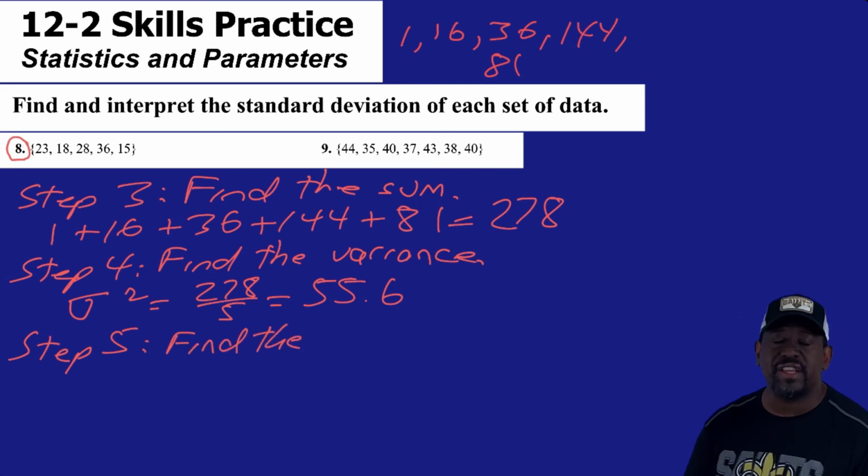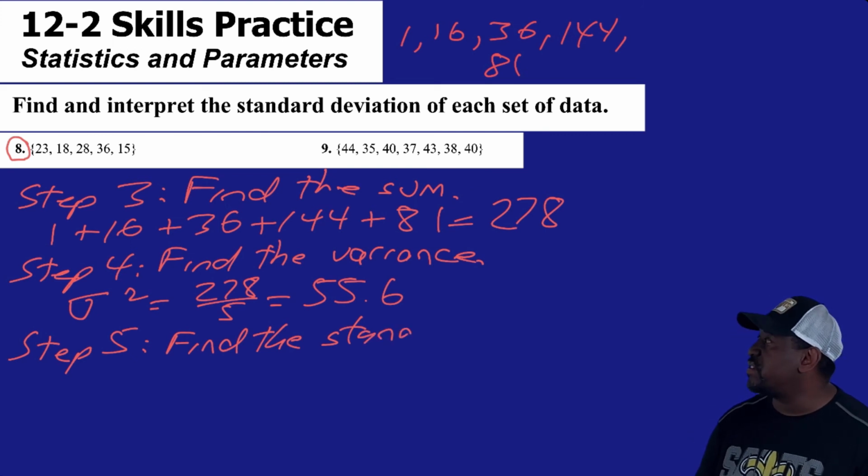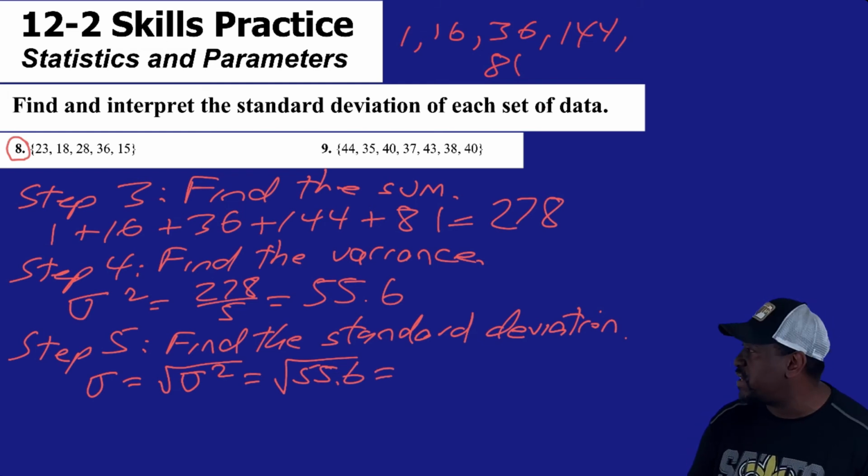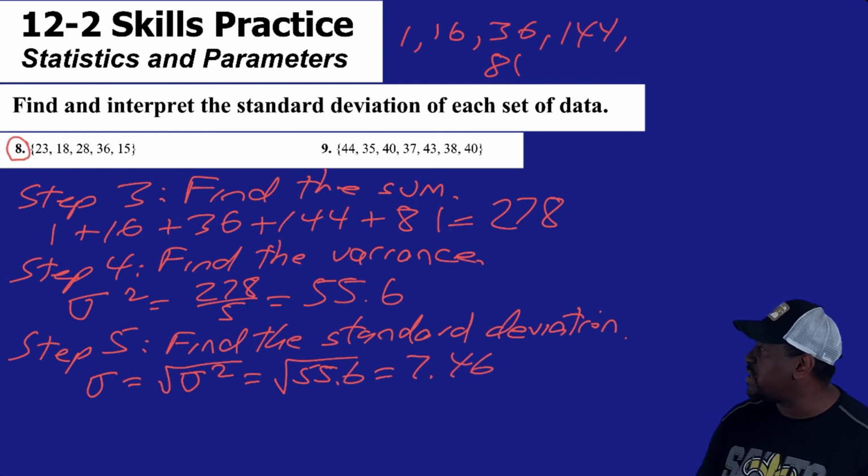Now you're going to find the standard deviation, which is the sideways P term. That's the symbol for it. In order to get that figure, you take the square root of what we just found, which was 55.6, and that gives us the standard deviation, which in this case is 7.46.